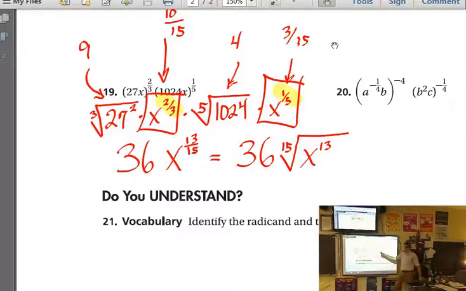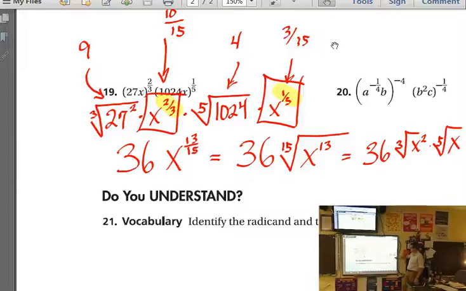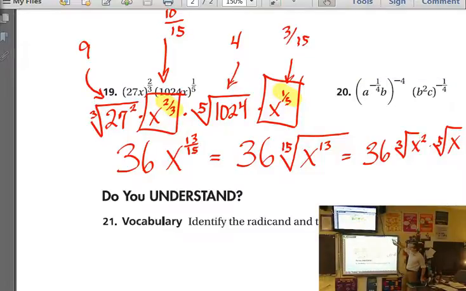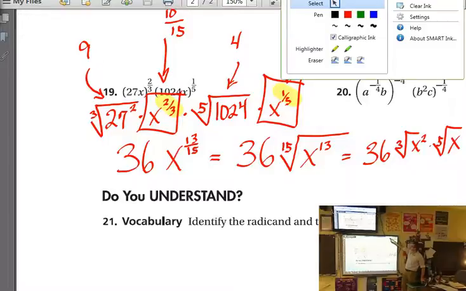If you didn't combine these, since they didn't have common denominators, the key had 36 cube root of x squared times 5th root of x. That's not simplified. Hmm? That's simplified. I know. And 20, let's check that there wasn't any error there.